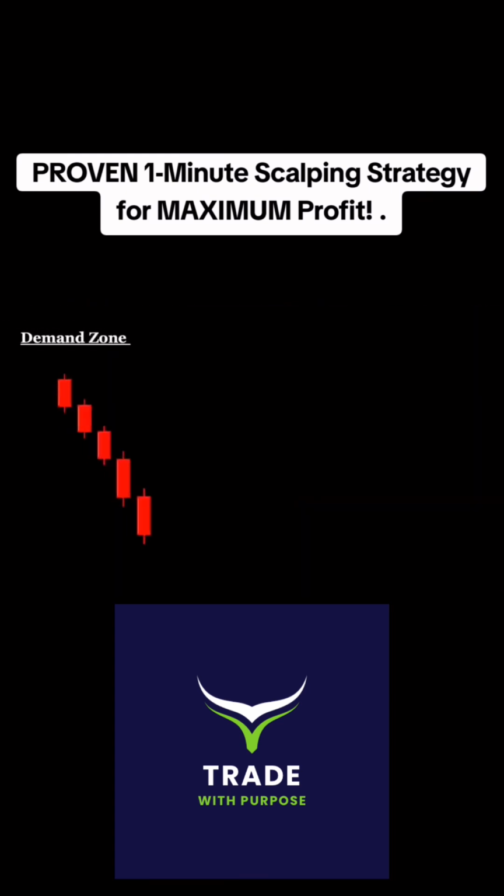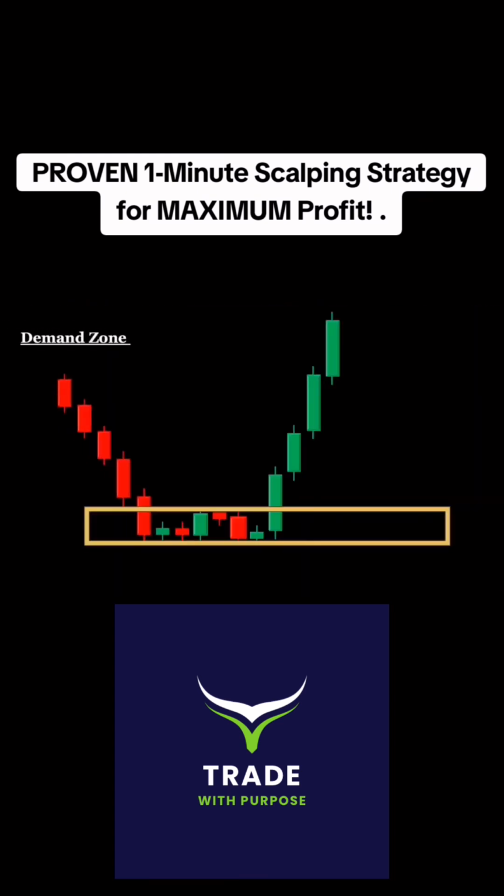On the flip side, a demand zone is a price level where buying pressure takes over, halting further declines. These zones usually form after a downturn, where large players step in to buy, creating upward momentum and driving prices higher. By recognizing these zones, we can pinpoint the areas where the market is most likely to react, and that's where we want to focus our trading efforts.